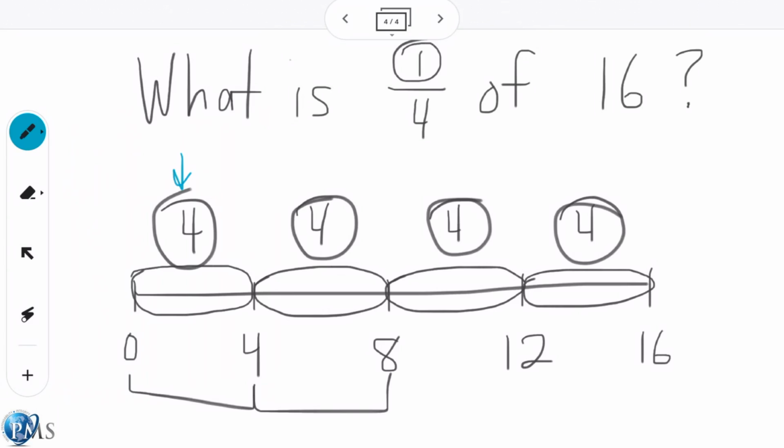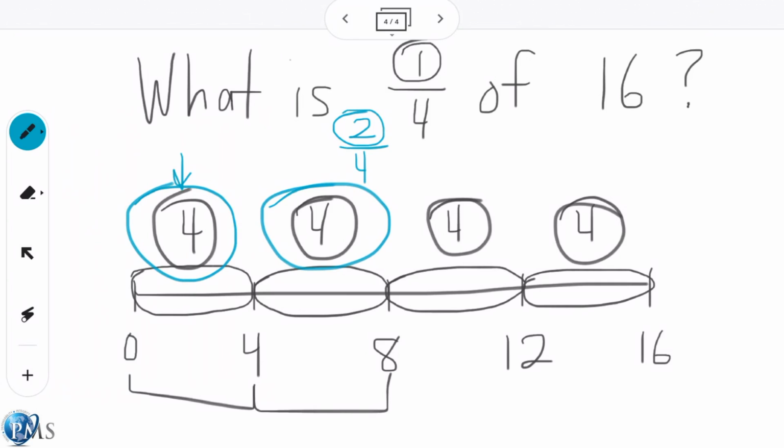Now what if we wanted to know what 2/4 of 16 was? So instead of just 1/4, what would 2/4 of 16 be equal to? Well, all we have to do is look at our numerator, and instead of it being just one of the 4 groups, we want 2 of the 4 groups. So 2 of the 4 groups, if we circle 2 of them, what's 4 and 4? Well, 4 and 4 just makes 8, which means that 2/4 of 16 is simply equal to 8.